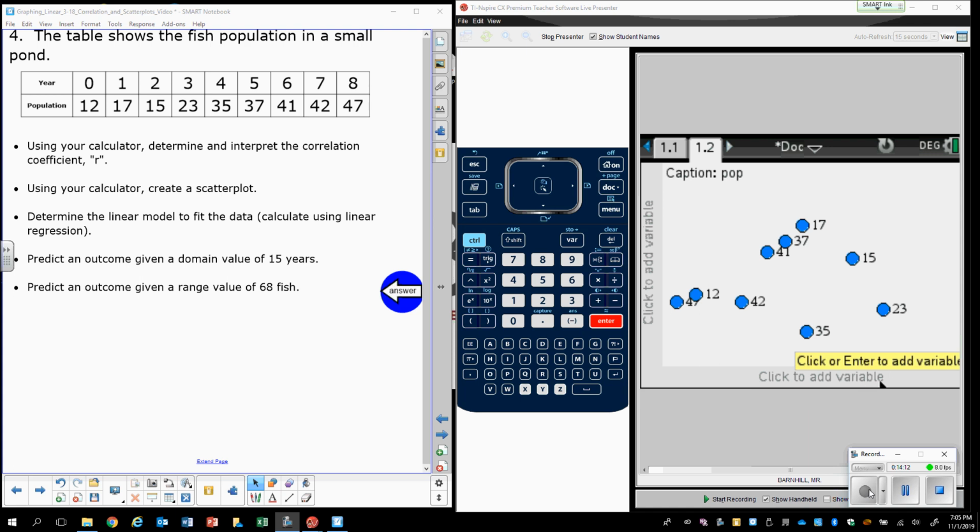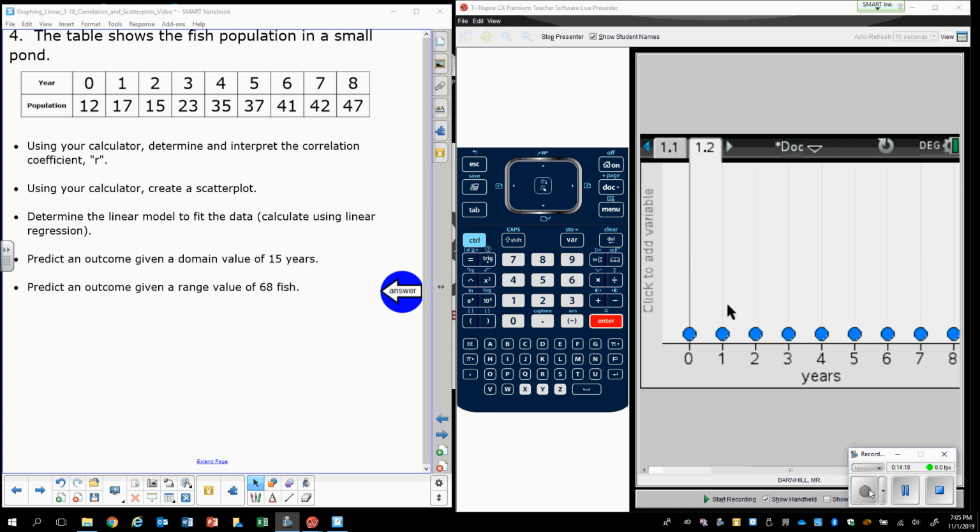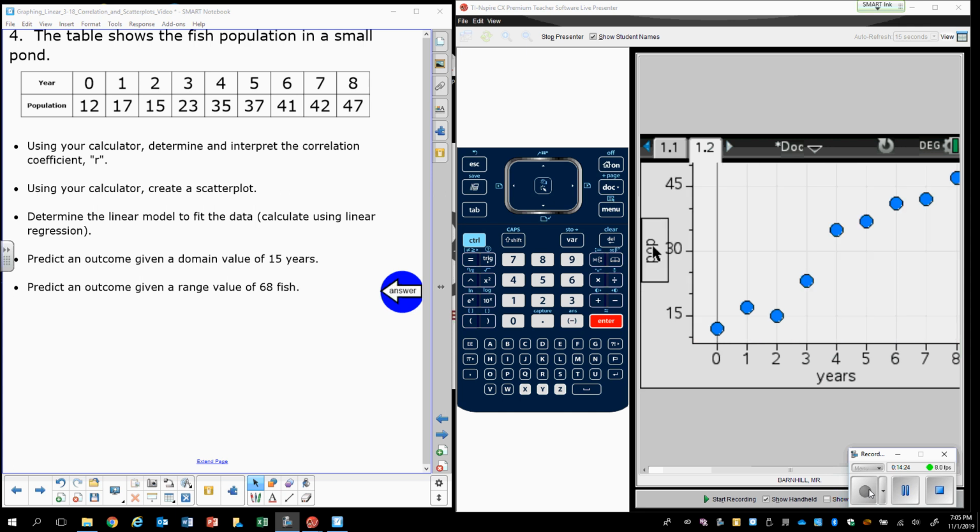On the x-axis is going to be our x variable, which in this case is years. On the y-axis, it's going to be our y variable, which is population. And what we can see is that there is a positive correlation between my points here. Okay, so we're going to hit Control.